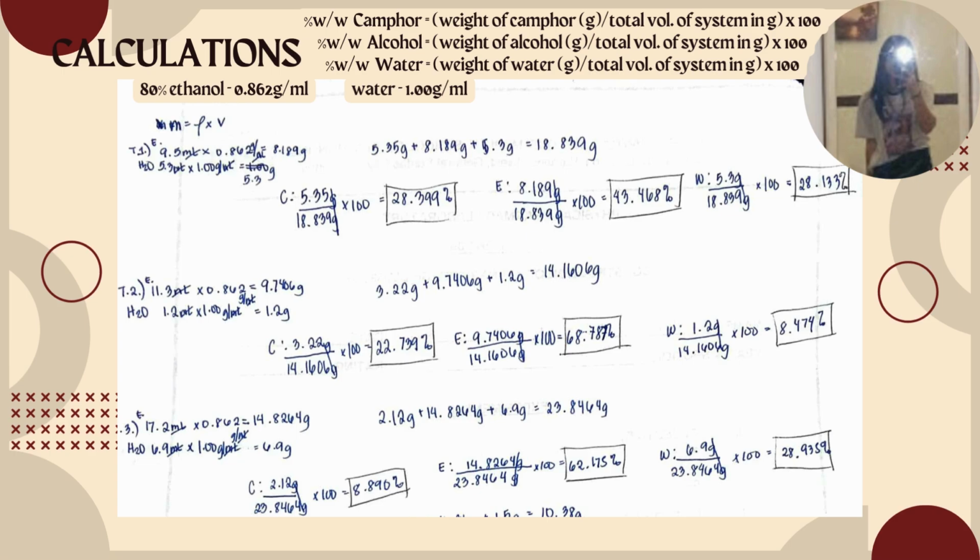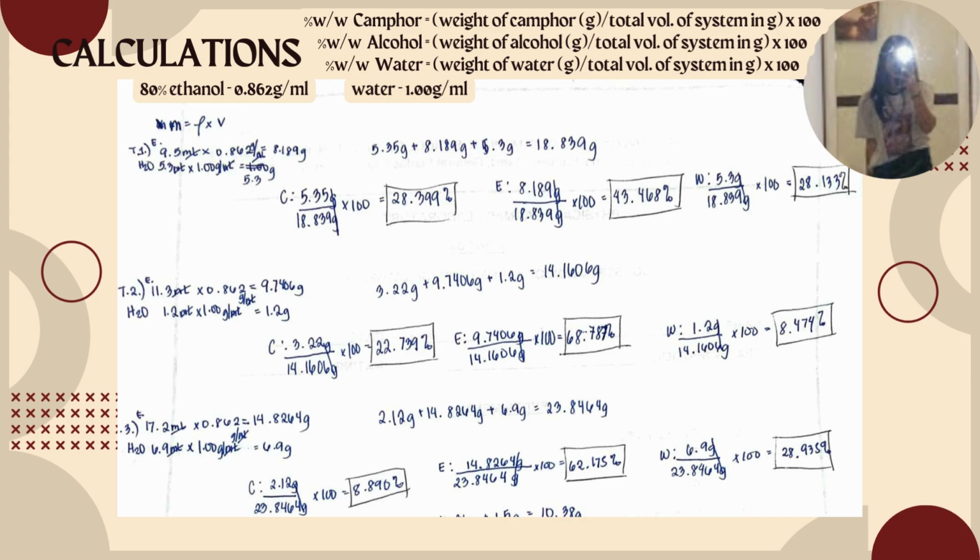For system 1, we have 9.5 ml of ethanol times the density of 80% ethanol, which is 0.862 gram per ml. Cancel out the ml units, so this will give us 8.189 grams. For our water, we all know that the density of water is 1 gram per ml. So we have 5.3 ml of water times 1 gram per ml, cancel out the ml units. This would give us 5.3 grams.